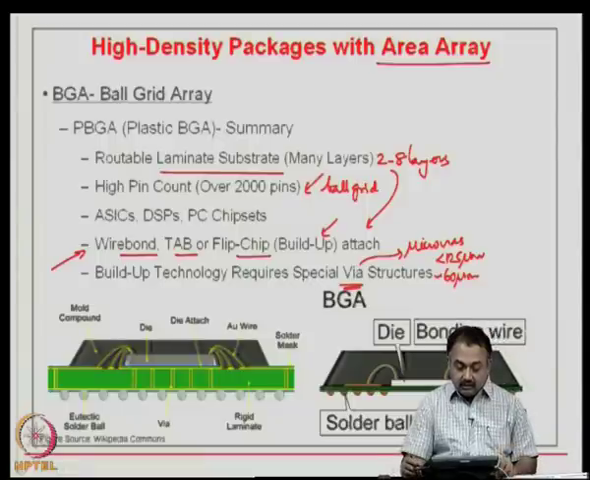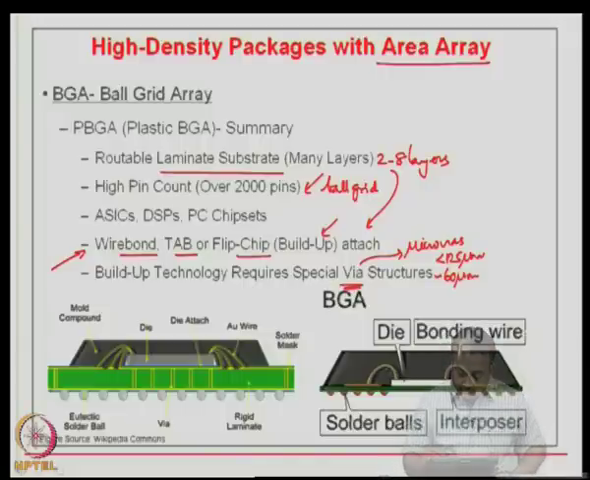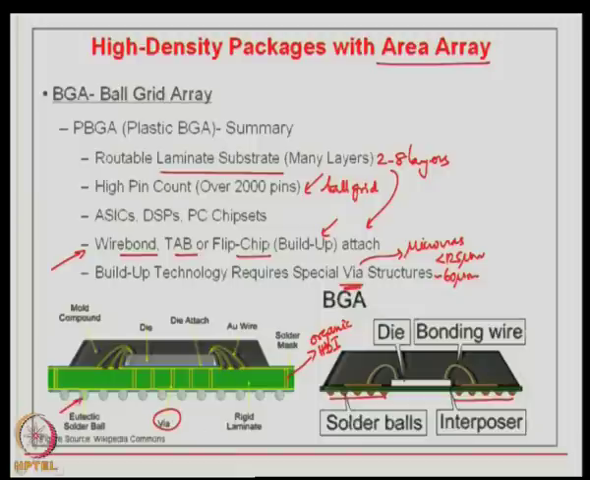So, if you look at the cross section of a BGA, you can imagine that there is a die, there is a wire bond, and then the termination is with a BGA solder ball. And this is another picture of a cross section of a BGA, where the focus here is the organic substrate, which is a high density interconnect structure. So, you can see there are vias, and this is the solder ball, and this is the rigid laminate structure, organic structure.